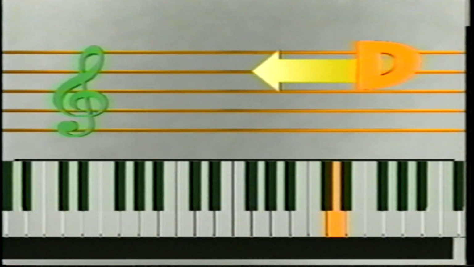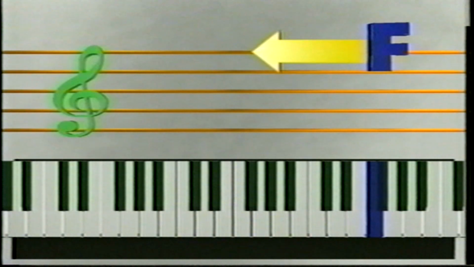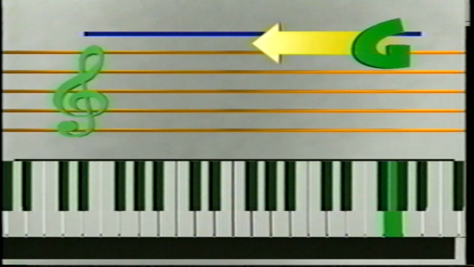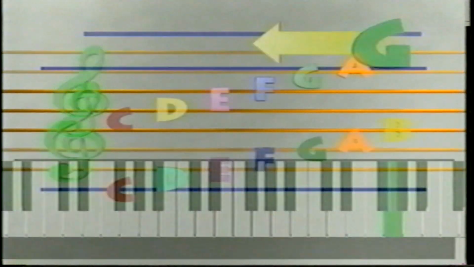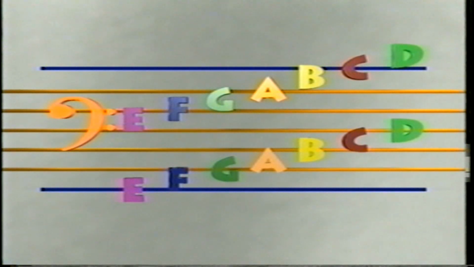Next comes D, then E, then F, then last but not least, G. Here is the treble staff with each pitch identified on the line or space which represents it. And this is the bass staff, with each pitch identified in its proper line or space.